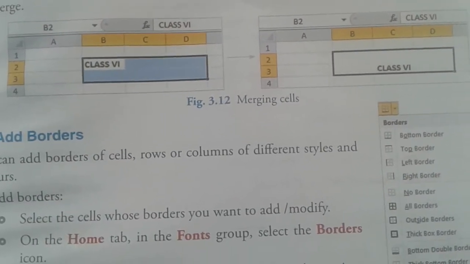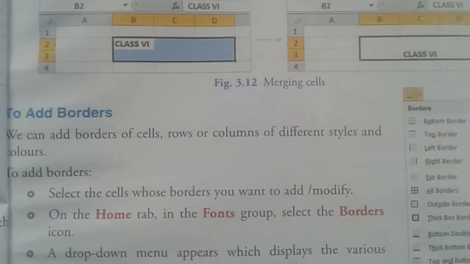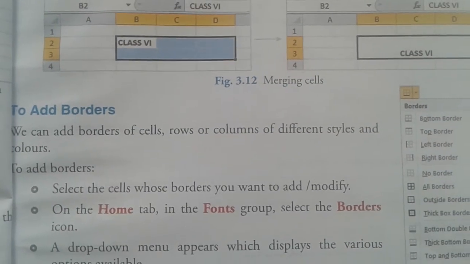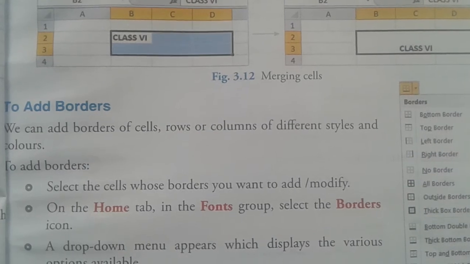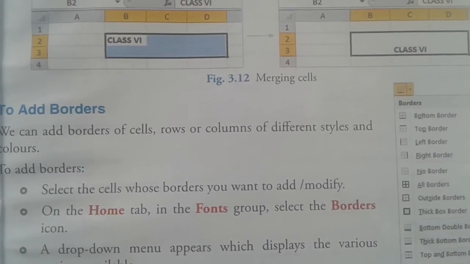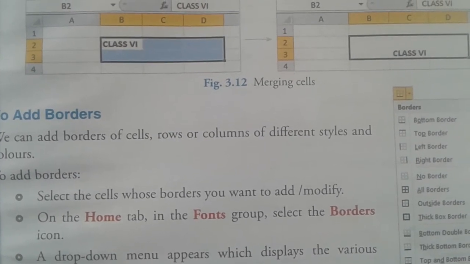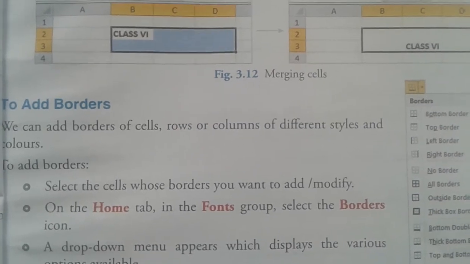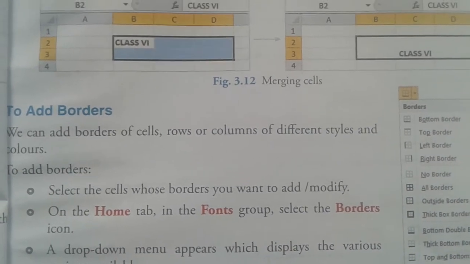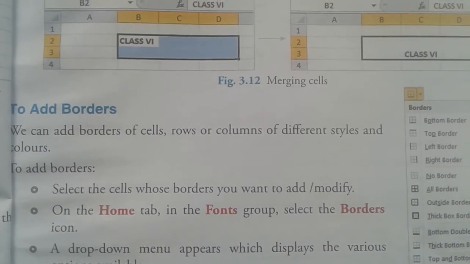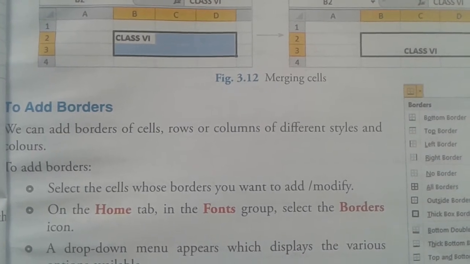So to add borders, all of you know the meaning of the border. If we want to add borders, we can add borders of cells, rows, columns and different styles and colors. If we want to modify our Excel file, we can do it through the cell borders.